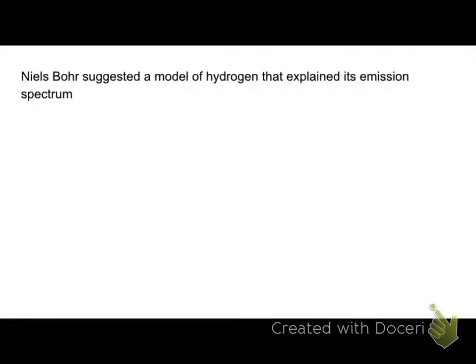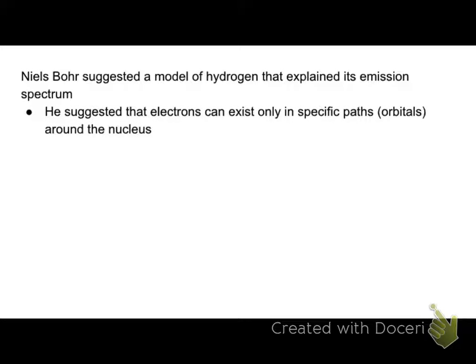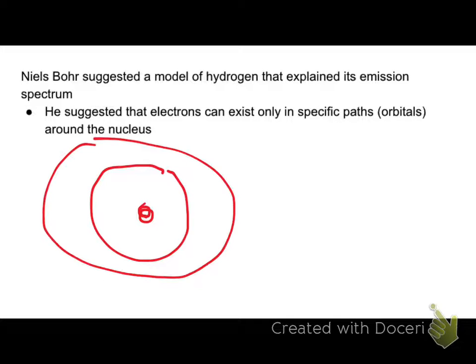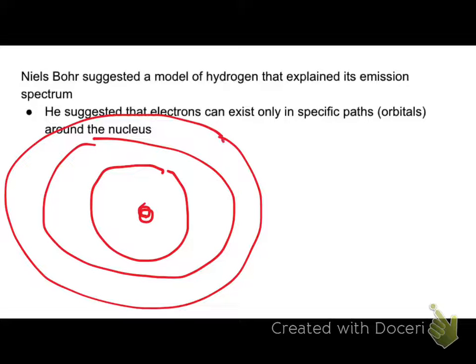Niels Bohr, a scientist, suggested a model of hydrogen to help explain why they were getting specific bands of color and not a whole range. What he suggested is that electrons exist in paths around the nucleus. So you have the nucleus at the center, and then there are these paths around the nucleus that electrons can take. This is called the planetary model, because if you think about electrons being in these paths, it looks a little bit like our model of the solar system. He suggested that these electrons could exist only in those specific paths or orbitals, and could not exist in the spaces between them.